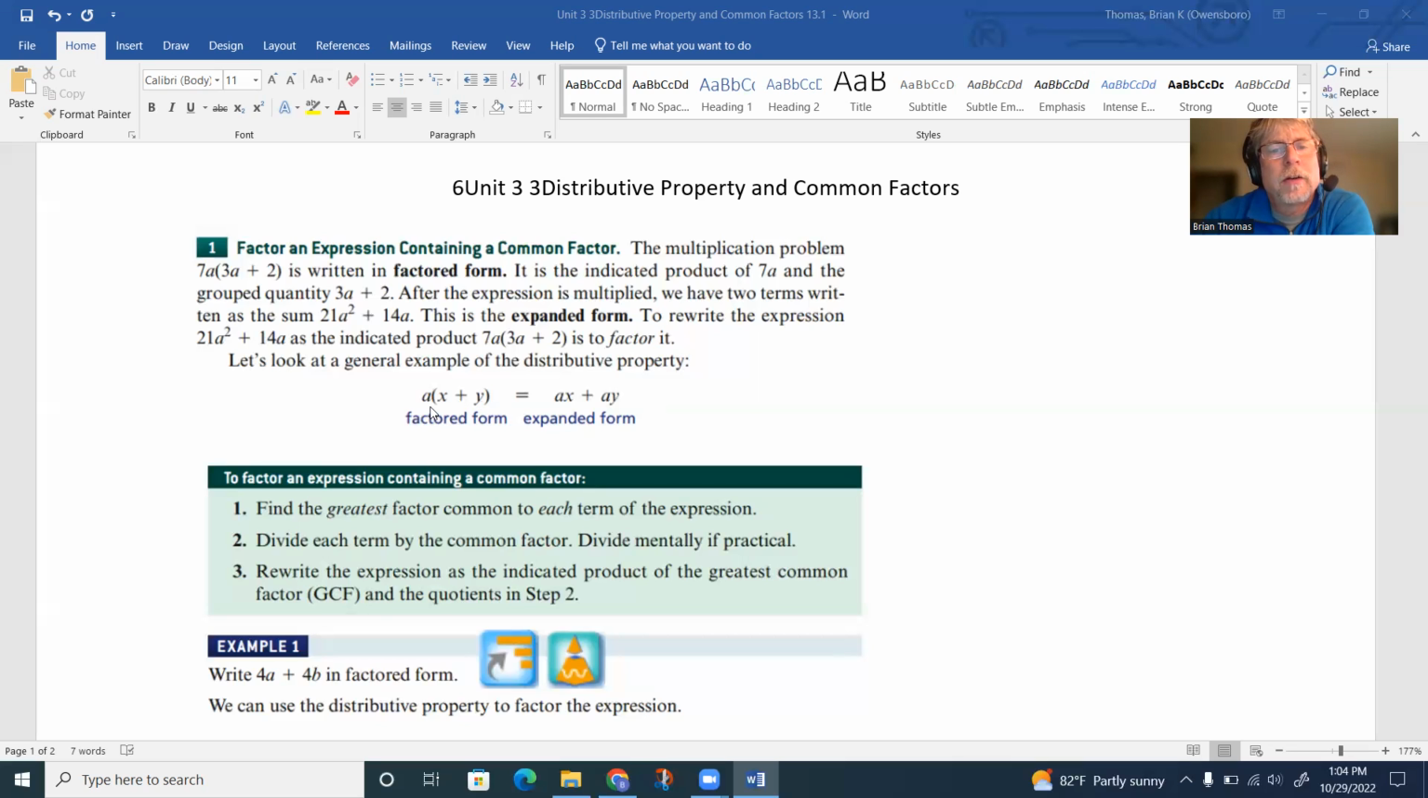If we look at a times the quantity x plus y, this is described as factored form. And if I multiply the a through the parentheses, ax plus ay, that's described as expanded form. So our goal is to change expanded form back into factored form, and we call this factoring.